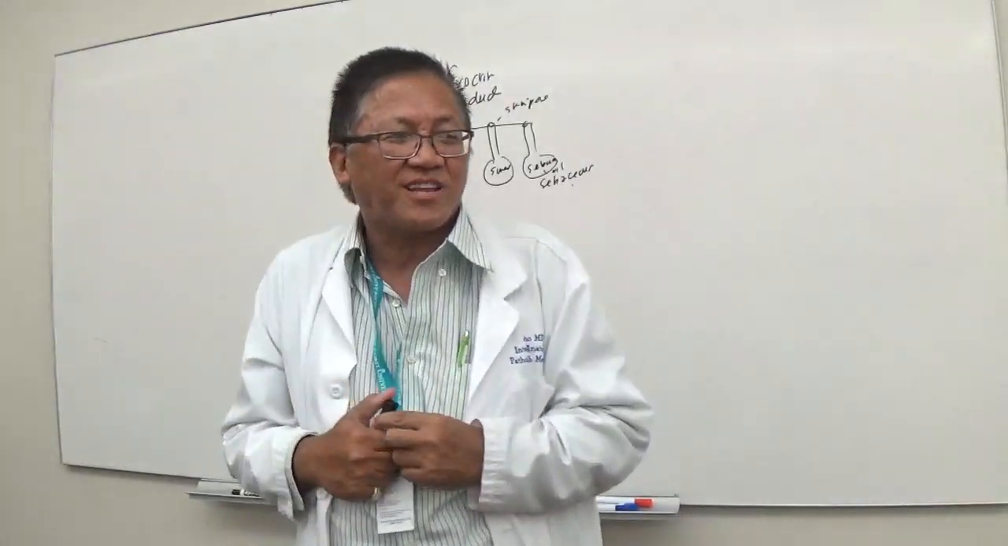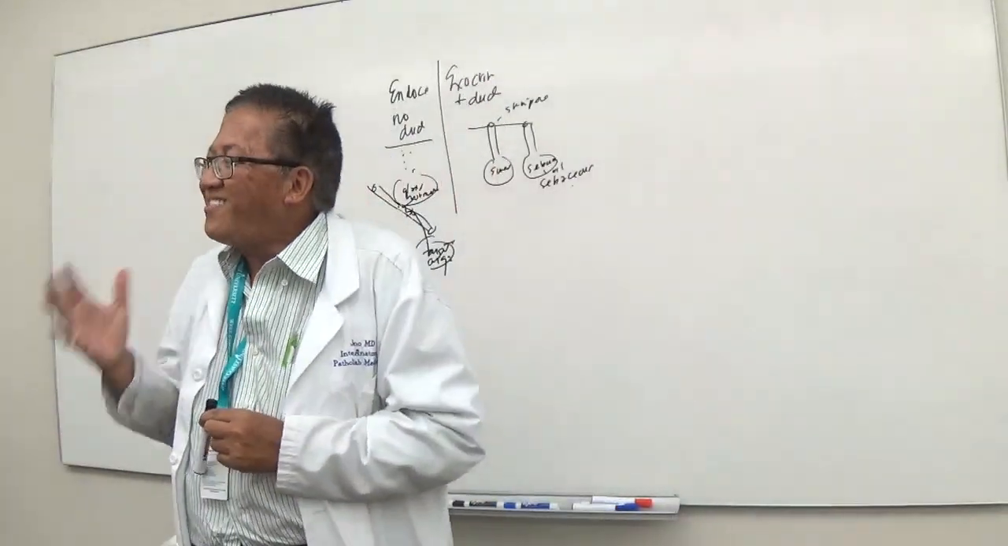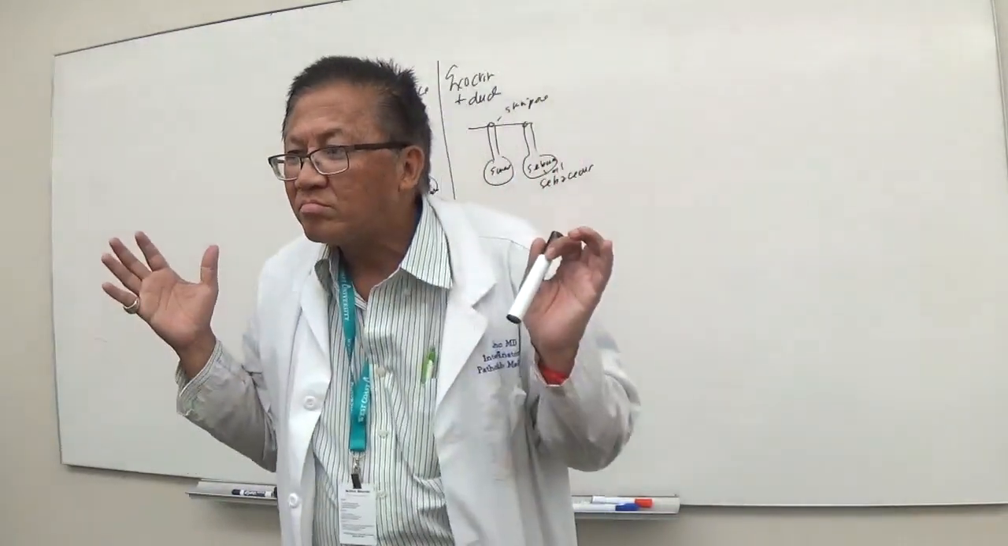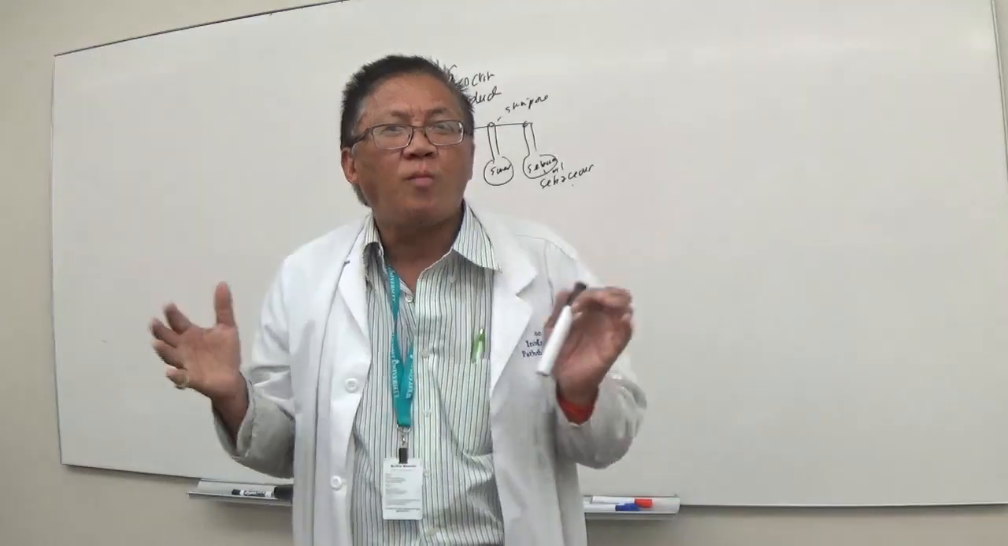I'm just very hot today, that's why I feel hot. You know, I'm very passionate about the endocrine glands. So where are these thyroid stimulating hormones produced? Where? Anterior lobe of the pituitary gland.